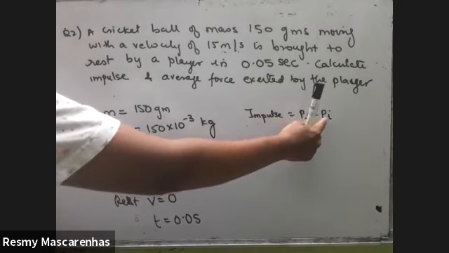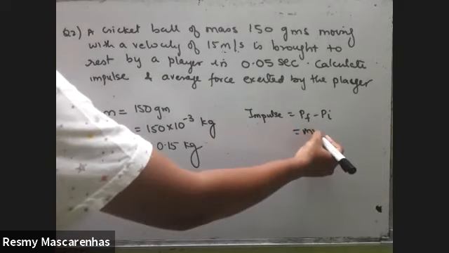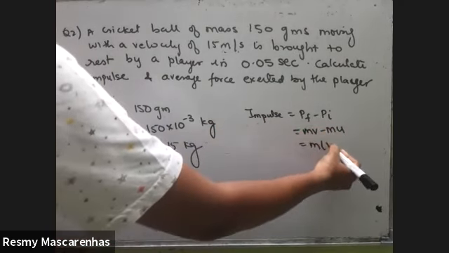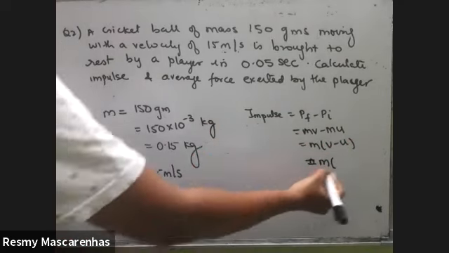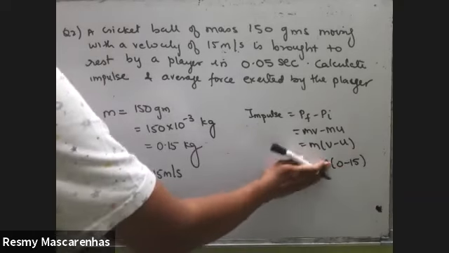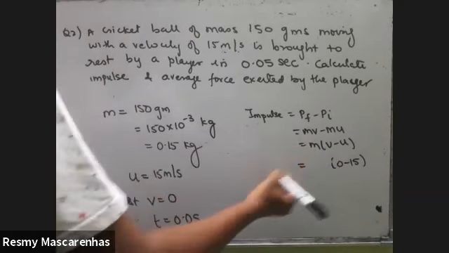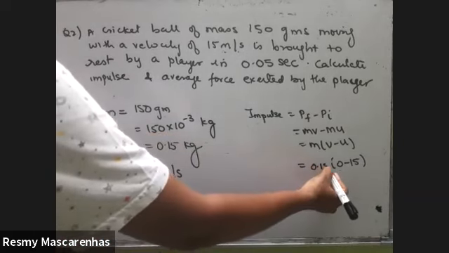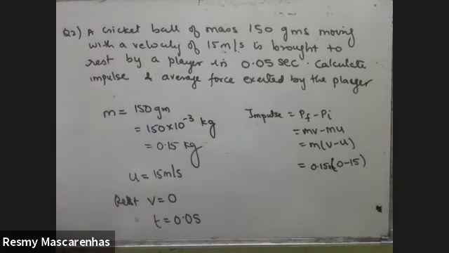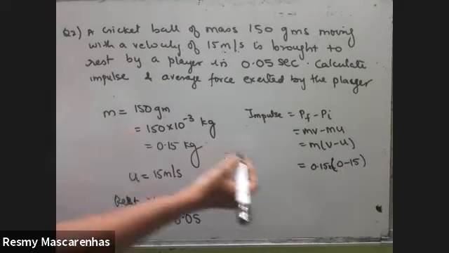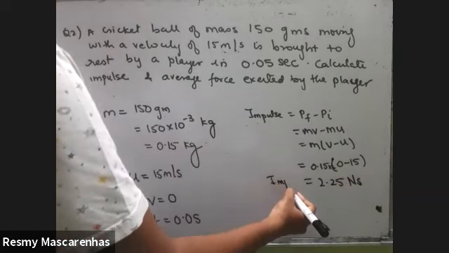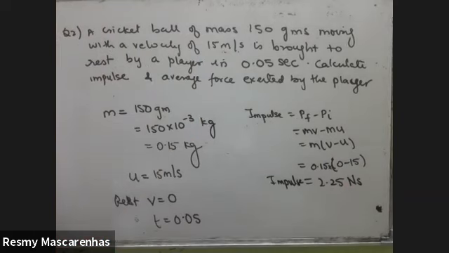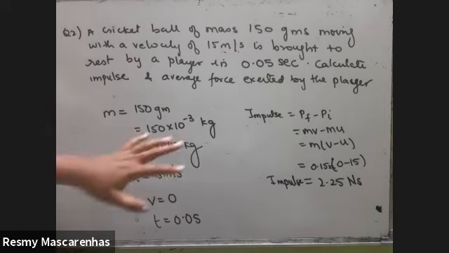Impulse can be directly taken as Pf minus Pi, that is mv minus mu. So m will be common, m times (v minus u). So over here, v is 0 now. M is how much? 0.15. So this will give you minus 2.25 Newton second. This is one way to calculate your impulse. This is an easier method.